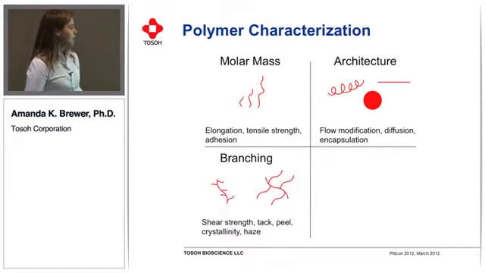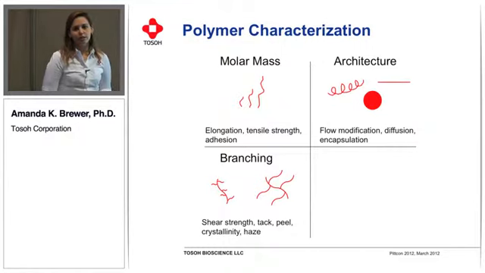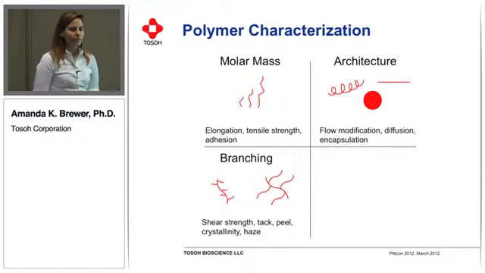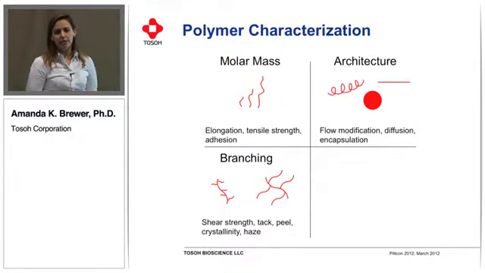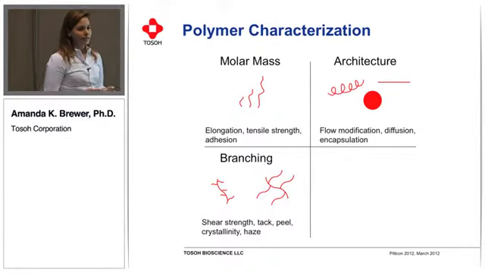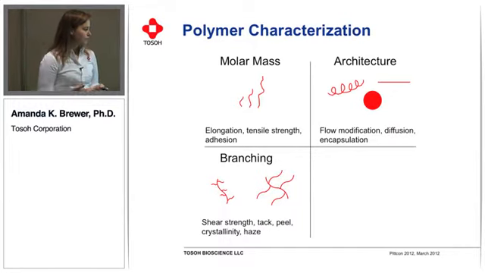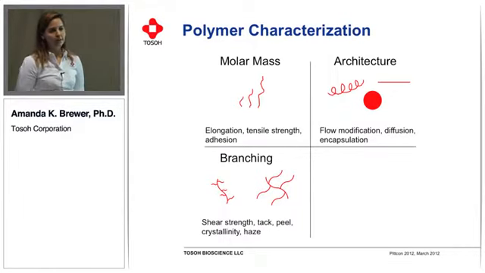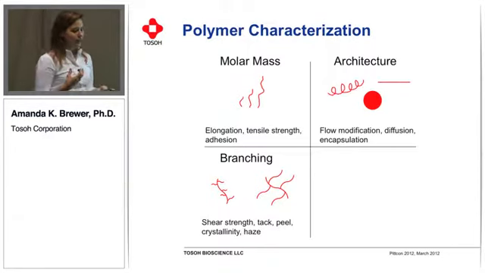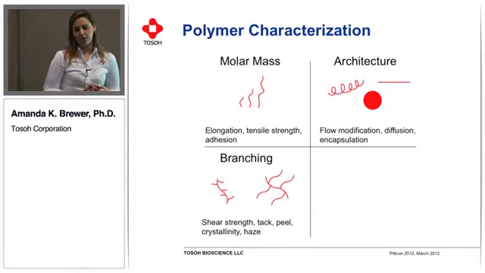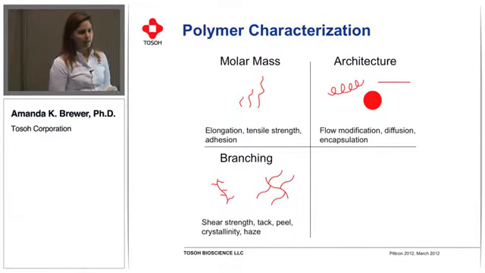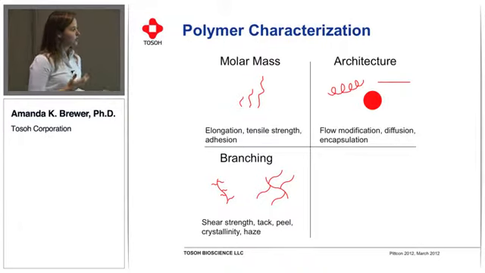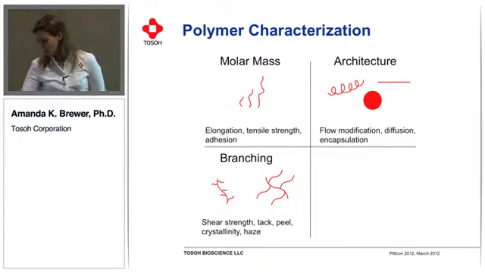The next one is branching. Branching tends to fall into two different categories. We have long chain branching and short chain branching. The difference between these two is the length of the branch compared to the polymeric backbone. This affects things such as shear strength and crystallinity. We're going to talk about it in terms of how it affects the intrinsic viscosity of our samples. But in general, depending on your polymer, you may want to be able to characterize this.